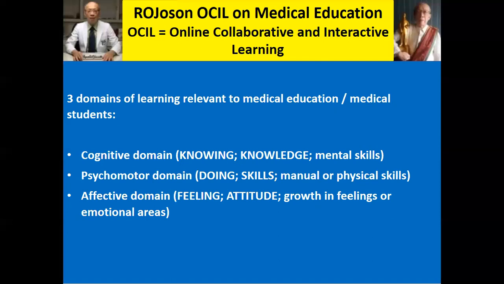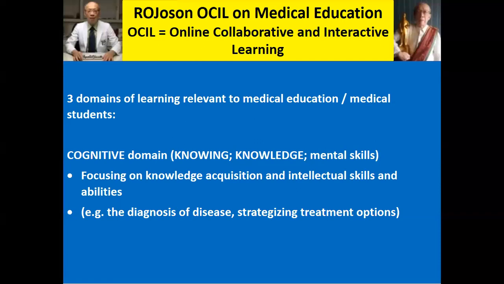Cognitive domain, which is equivalent to knowing, knowledge, and mental skills. Psychomotor domain: doing, skills, manual or physical skills. And then affective domain: these are the feelings, the attitude, the growth in feelings or emotional areas.